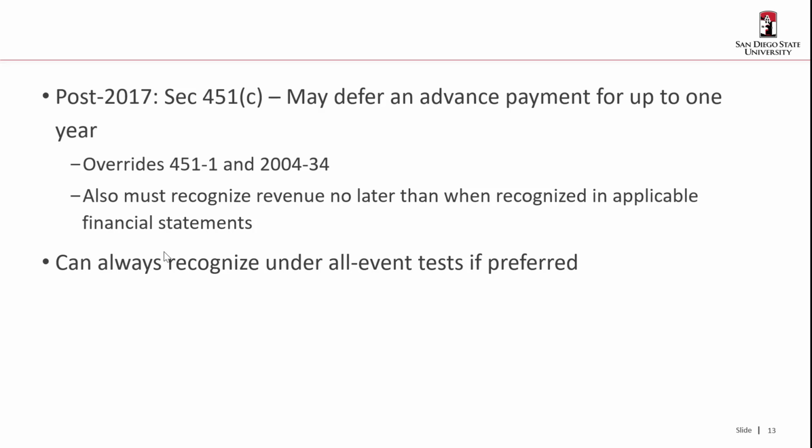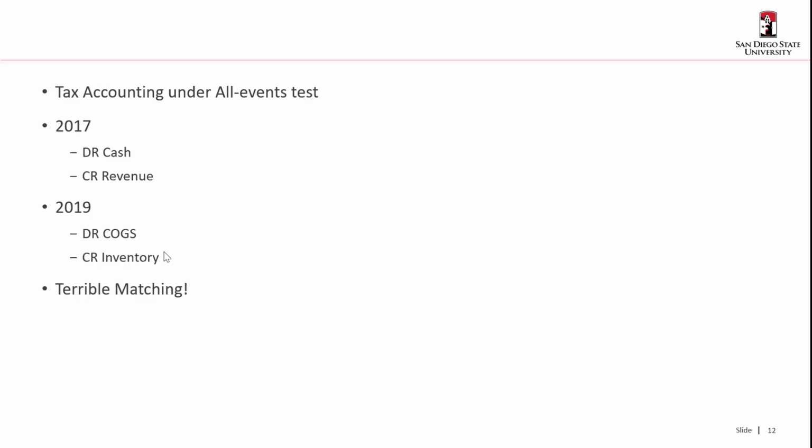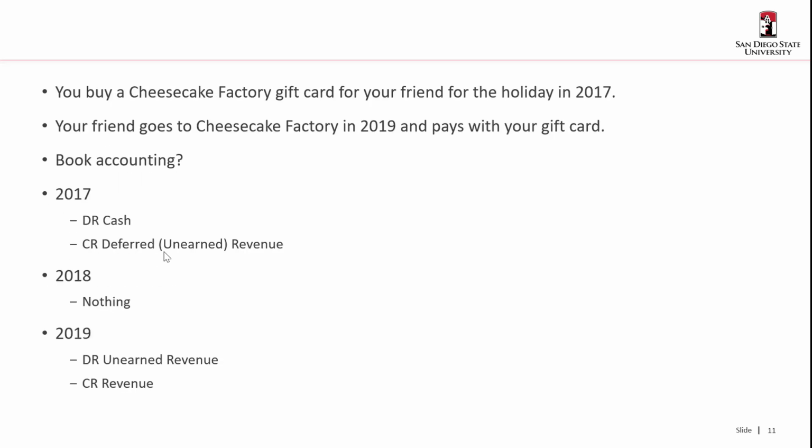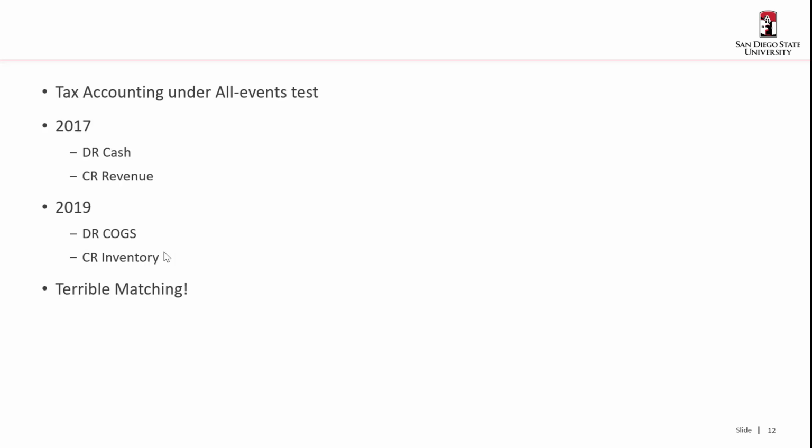So if we think about our Cheesecake Factory example, in fact, let's flip back, right? So we look at the book accounting, we would basically get to mirror the tax accounting in 2017. The tax accounting would be, well, we debit cash, credit deferred revenue. We refer to that as a deferred advance payment. And then in 2018, because we've made it to the second year, even though for book purposes we don't have to recognize anything, for tax purposes we would in fact have to recognize that into gross income because we can only get a 1-year deferral.